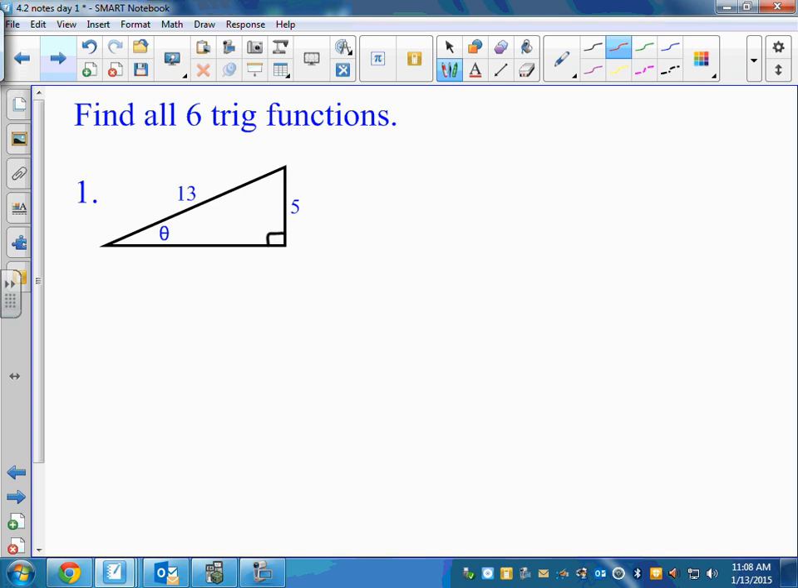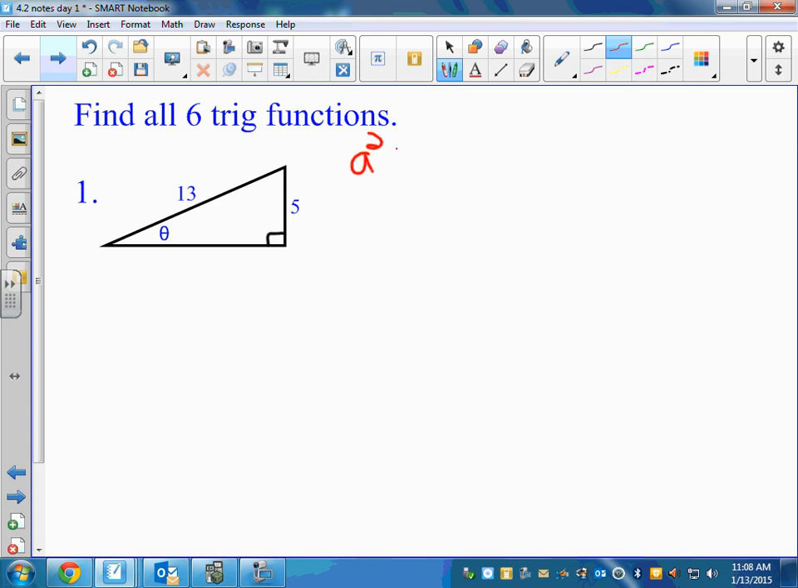On your homework today, they're going to give you a triangle. They're going to label an angle, and they're going to ask you to find all 6 trig functions. But wait, what's wrong with this problem? There's no adjacent. I can't do SOHCAHTOA or CHOSHACAHTOA. There's no side here. But what do I know about right triangles? What can I do? Pythagoras.